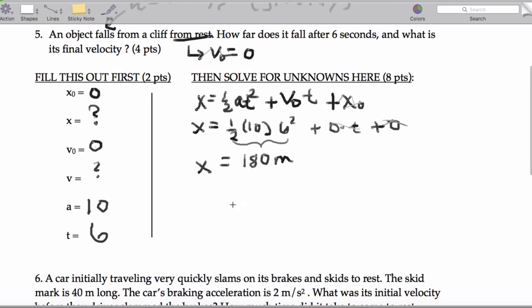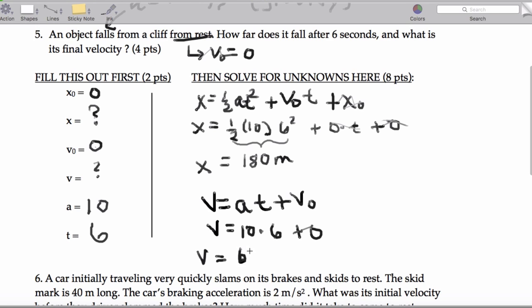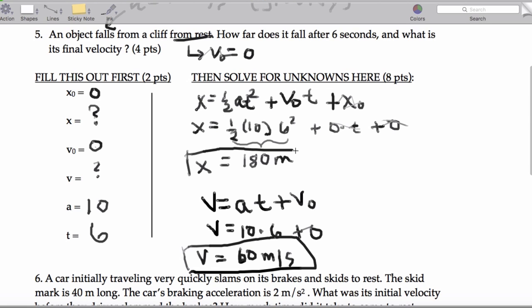Now let's get the final velocity. We'll keep it simple. v equals at plus v naught. We'll put in our numbers. v equals 10 times 6 plus 0. And that's going to give me a final velocity in this problem of 60 meters per second. So we have the velocity, we have the final position, and that is question number 5.